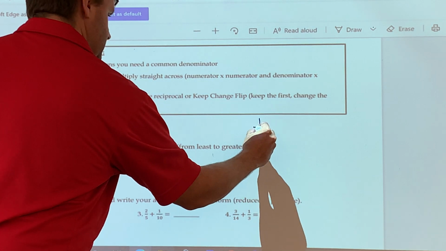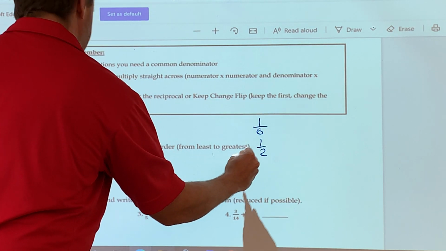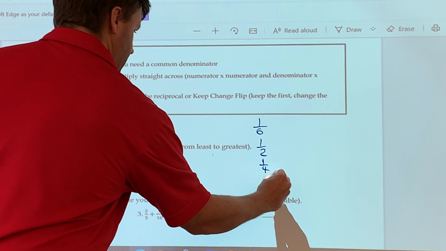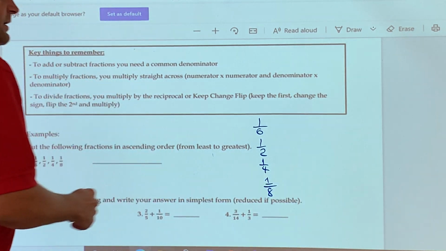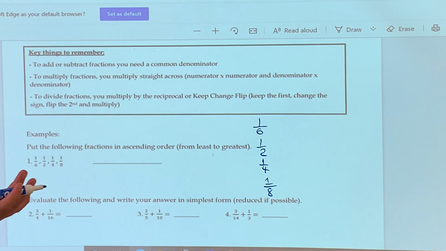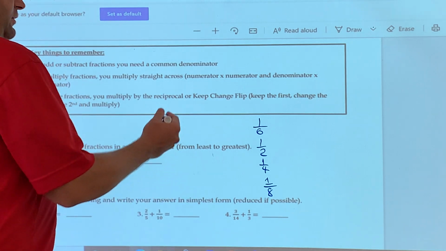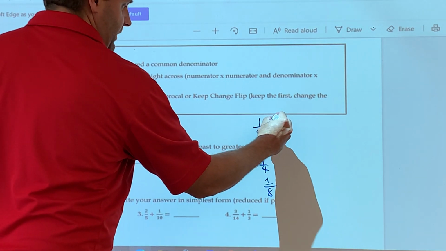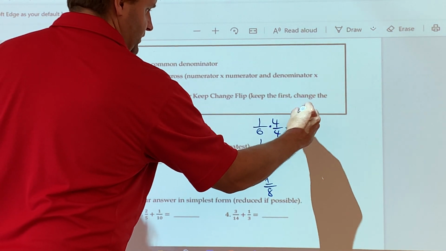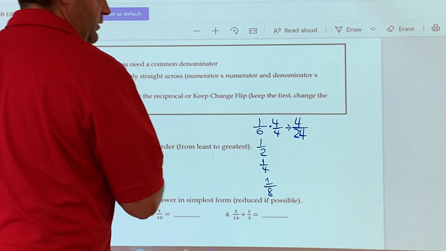Okay, so we've got 1/6, 1/2, 1/4, and 1/8. Now we need to find a number that they all have in common, the smallest number that they have in common. When I do that, I see that the smallest number in common is 24. To get 24 in the denominator for the first fraction, I'm going to multiply top and bottom by 4, and that's going to give me 4/24.